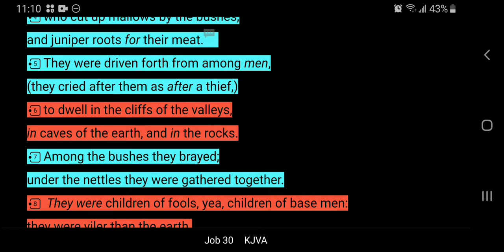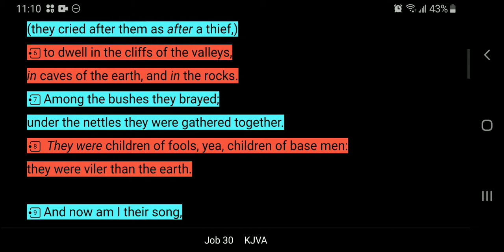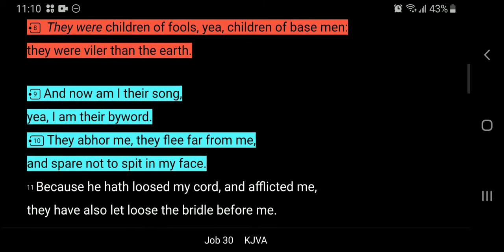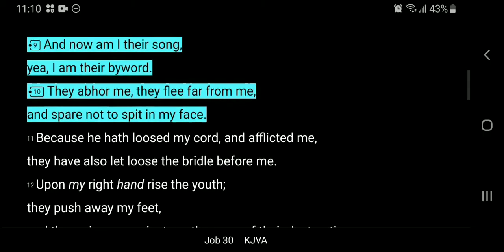And they ran them in the caves to dwell in the cliffs of the valleys and in the caves of the earth and in the rocks among the bushes they brayed. Under the nettles they were gathered together. They were children of fools, children of base men. They were viler than the earth, as you can see. And they were children of fools because, as you see, Esau sold his birthright like a dumbass. And he found repentance.